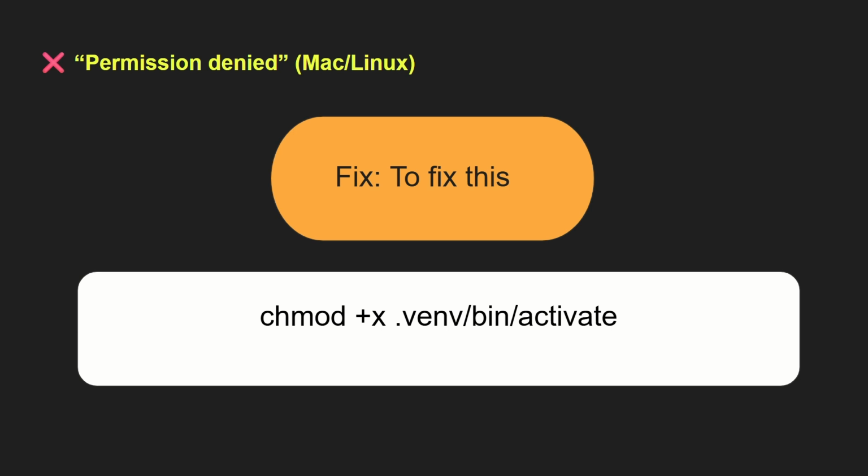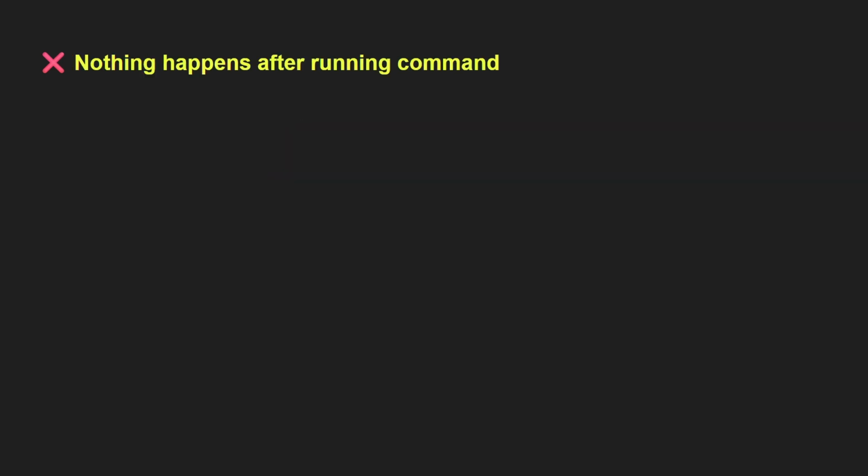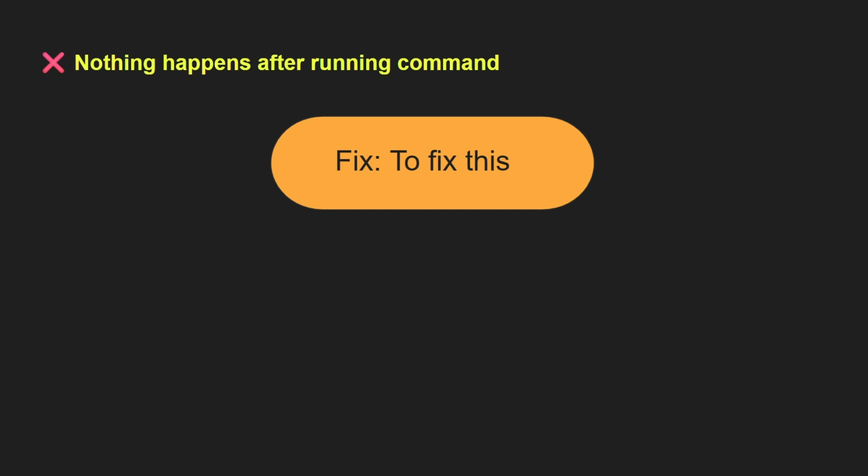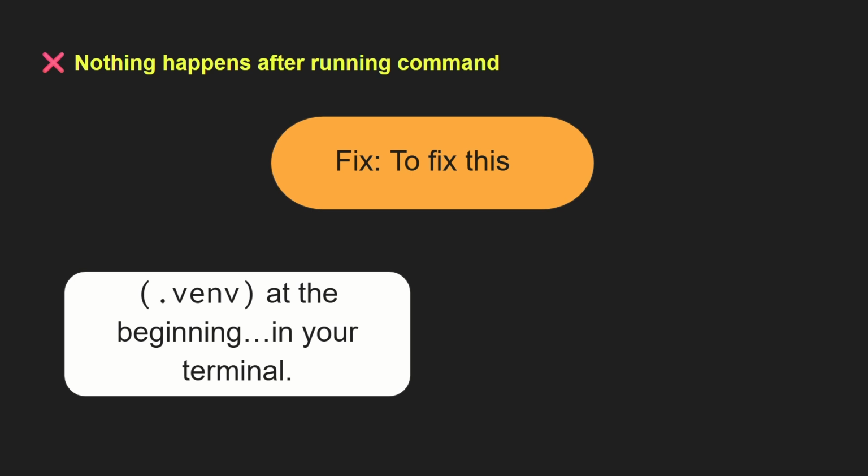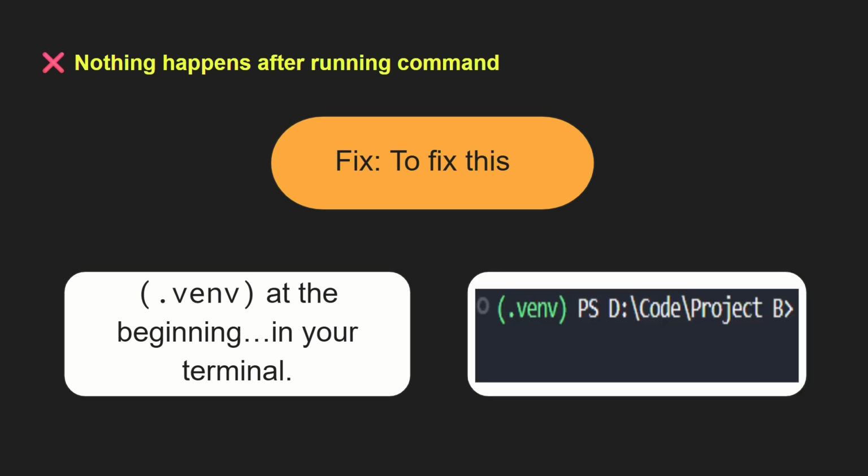Nothing happens after running command. Sometimes there is no error but no change. To fix this, look carefully at your terminal. If you see something like .venv in brackets at the beginning in your terminal, that means it actually worked. Your environment is activated, and if it's not there, you need to activate it again.